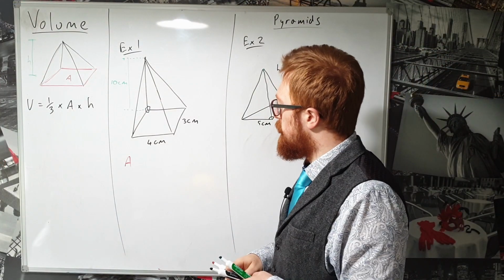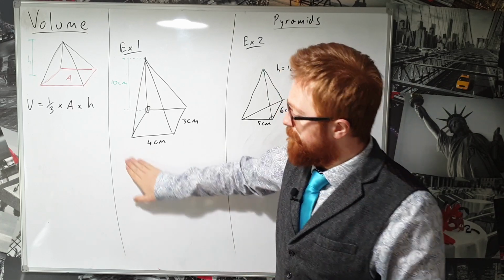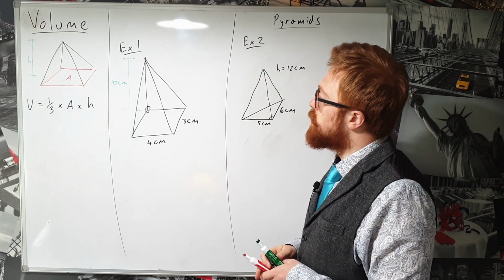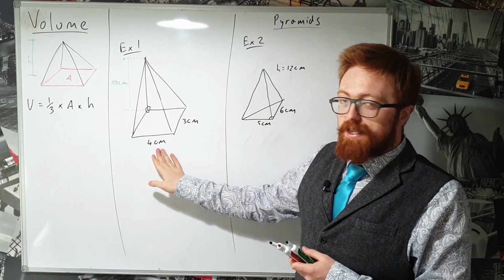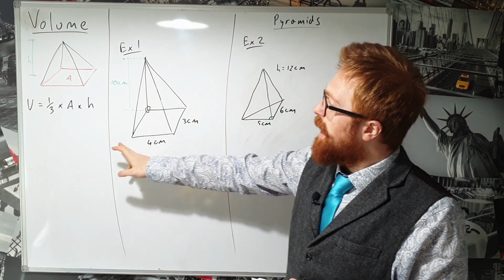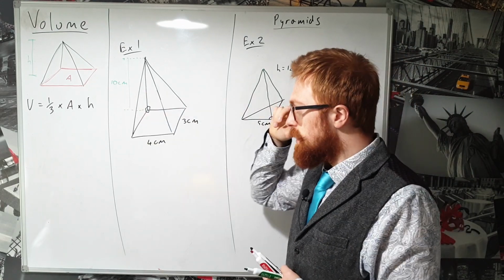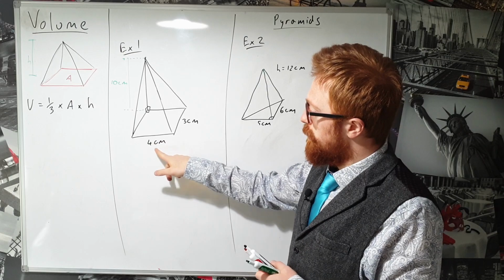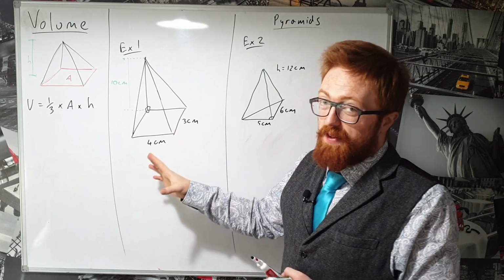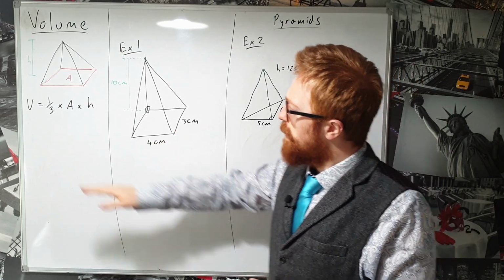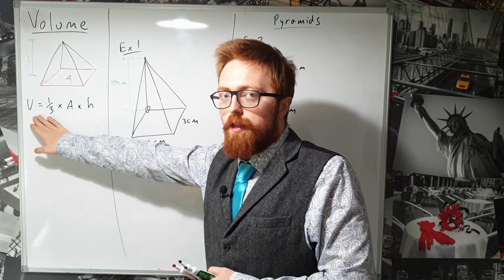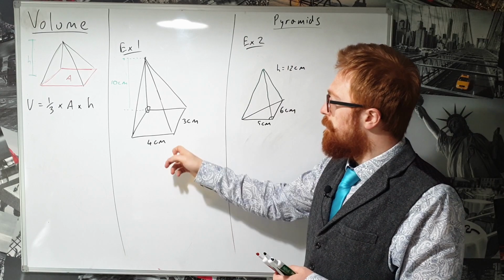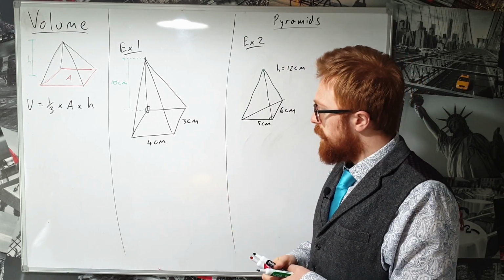Okay, so on to our first example. Here we have a rectangular base pyramid, and the height of the pyramid is 10 centimetres. And the lengths of the rectangle on the bottom are 4 and 3, and we need to find the volume. So again, if we recall that the volume is a third times the area of the base times the height, we can work this out quite nicely.